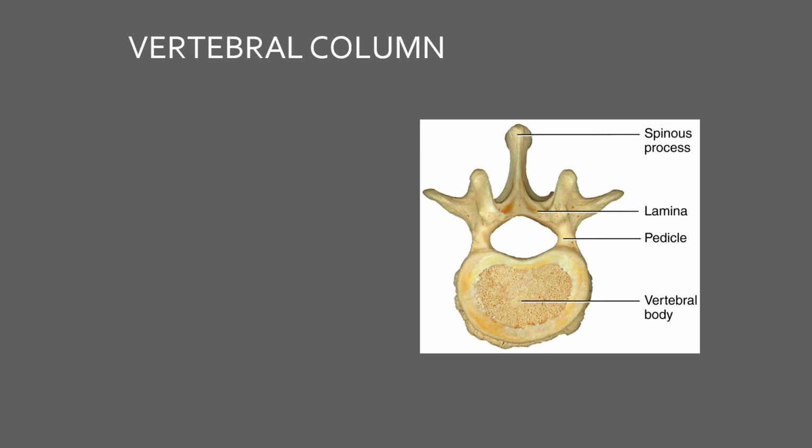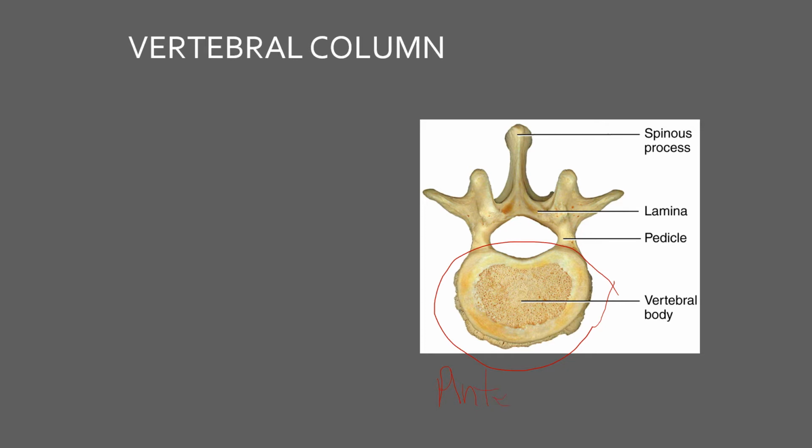The vertebral column. The vertebral column is made up of various sections of bones that we call vertebra. The basic structure of the vertebra starts out with the body. You have the body of the vertebra. This is on the posterior, no, I'm sorry, this is anterior. This is on the anterior side of the body of the vertebra.